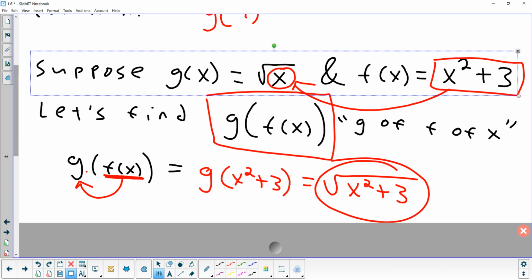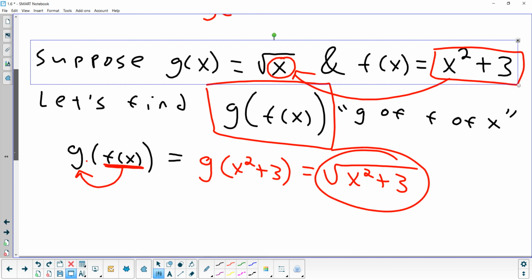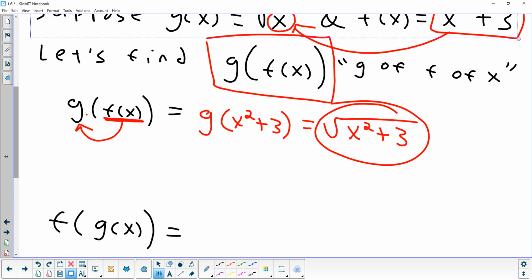Great. Now let's switch it. Let's do it this way. Let's do f of g of x. So leave the letter on the outside alone. We're not going to do anything with that right now. We're going to look up what g of x is.